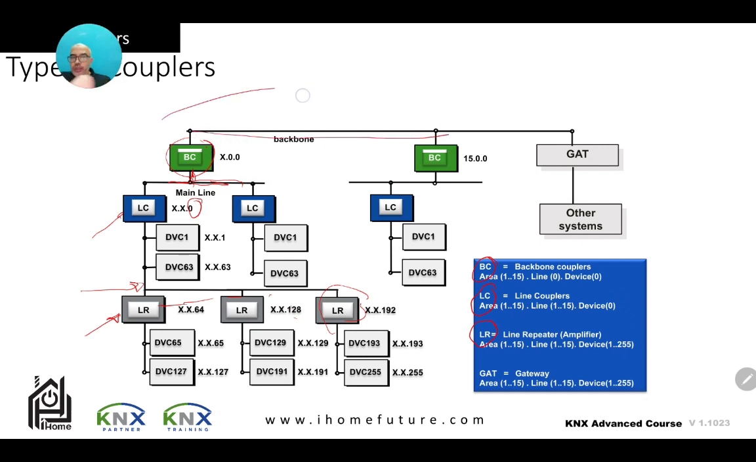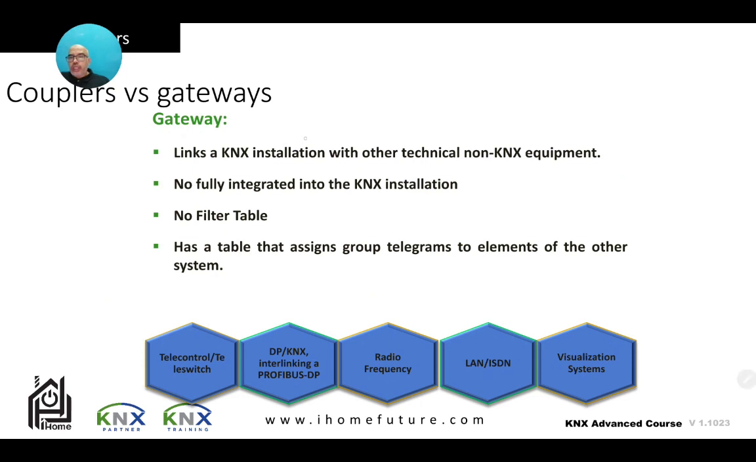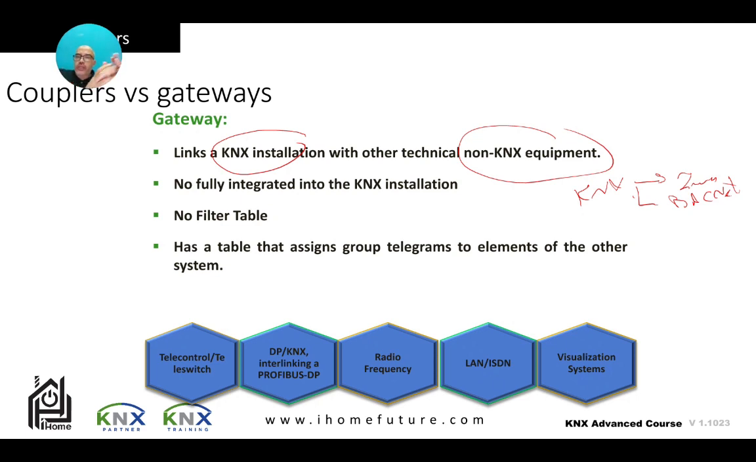So this is the hierarchy. The new thing in the hierarchy is the gateway. Gateways are not like couplers, so they are different. Gateways mostly talk to a destination with a different installation, meaning another protocol like Z-Wave or BACnet. In this way, it's not only filtering or routing telegrams. It is putting the telegrams in another language so the other side understands them as well. Okay, so it's not fully integrated into the KNX installation.